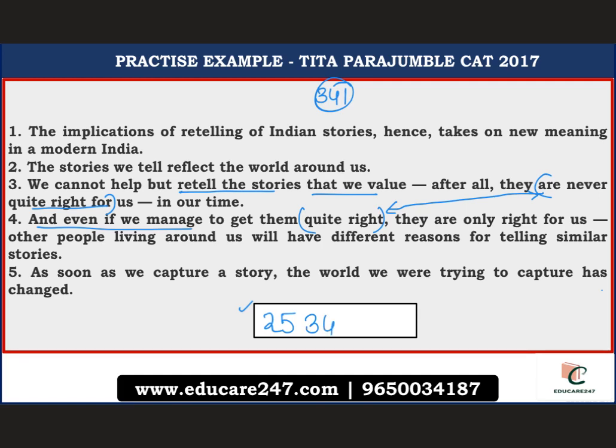Have a look at sentence number 1. The implications of retelling Indian stories hence takes on a new meaning in modern India. So basically what 1 is doing is concluding what has been mentioned in 3 and 4, and in fact the complete paragraph about retelling Indian stories which takes a new meaning. See, have a look at this word hence. This points to a conclusion. All right. Hence, this is the sequence that you are looking for over here, 2 5 3 4 1.